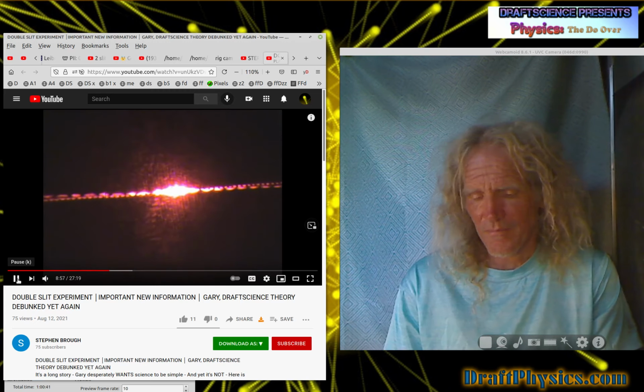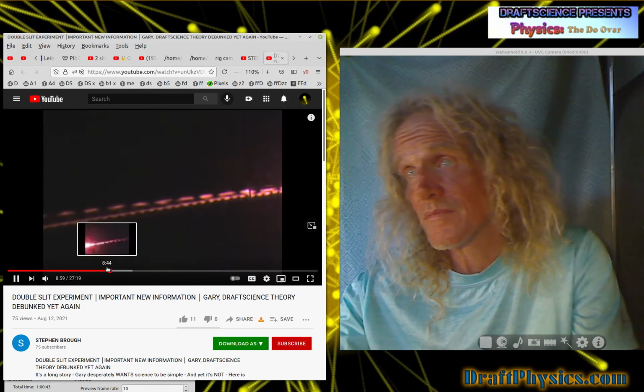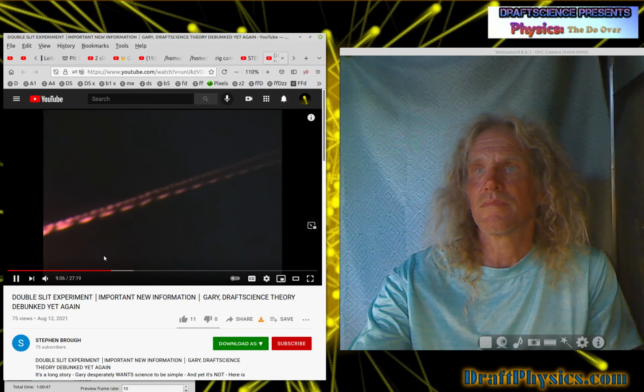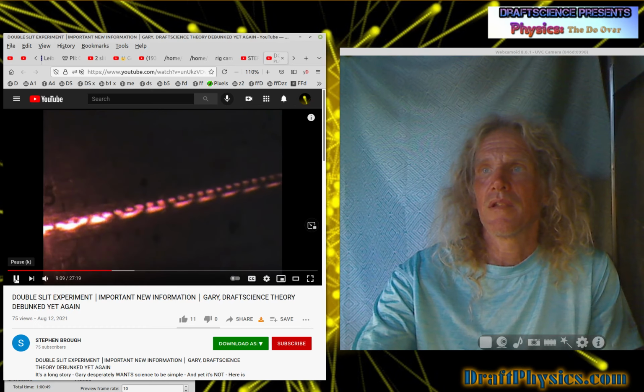Enough so we can see that we have two different patterns. So the thinner dimension is creating the upper pattern and the wider dimension is creating the lower pattern. I hope it's recording well. You see the two patterns separated out?